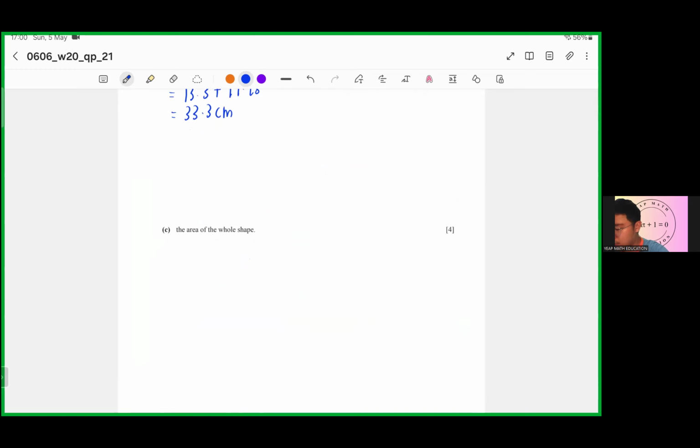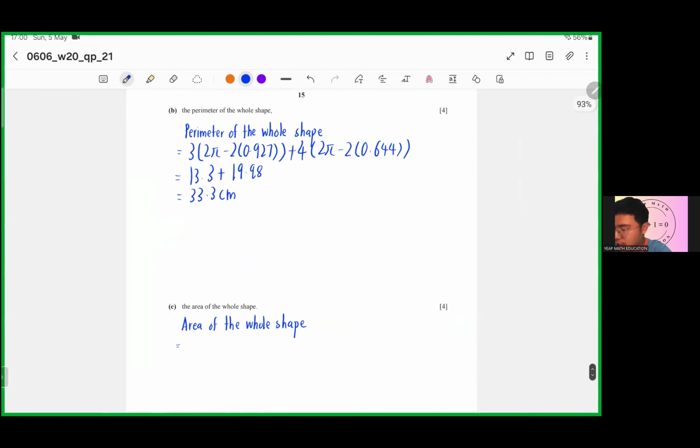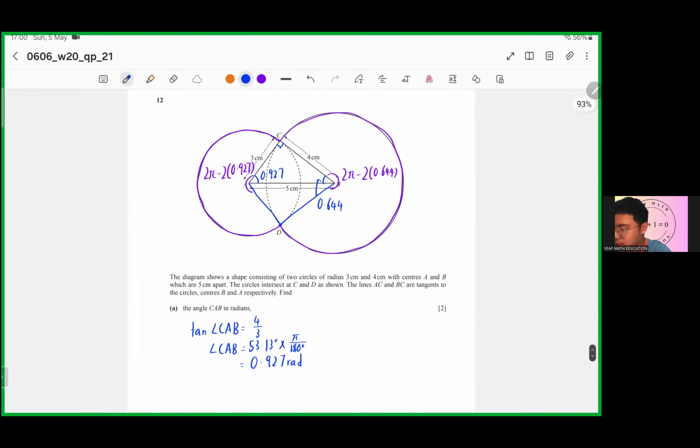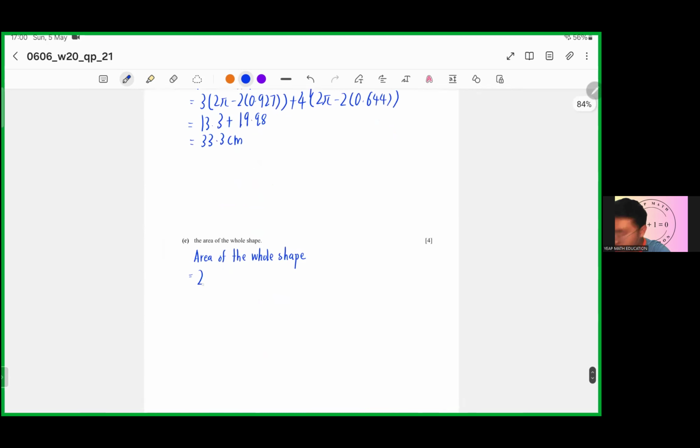Now we look at question C, the area of the whole shape. Actually, we can calculate in three parts. First, this is the first part, this is the second part, and third part. For this triangle, you need to multiply 2 times 1 over 2 times 3 times 4.